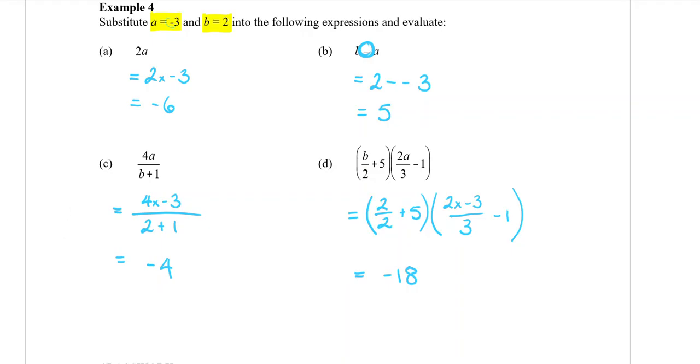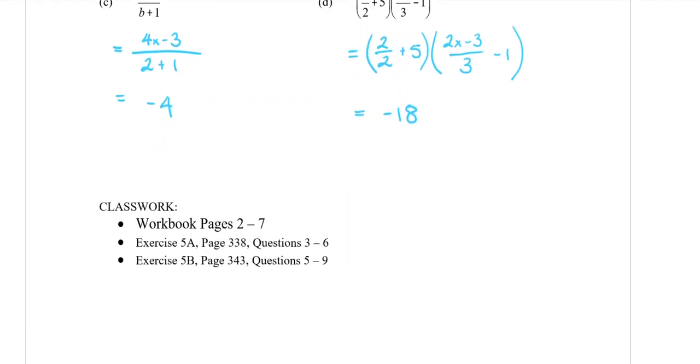Okay, so that's the end of our theory lesson today. You now need to go to your workbooks and do pages 2 to 7, please.